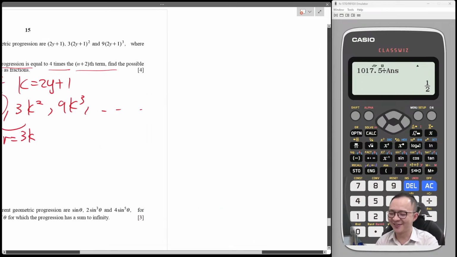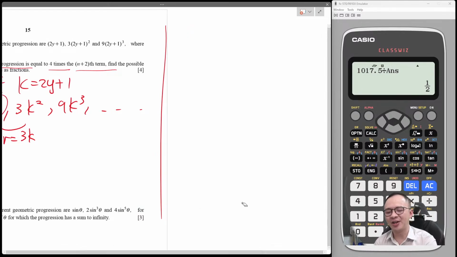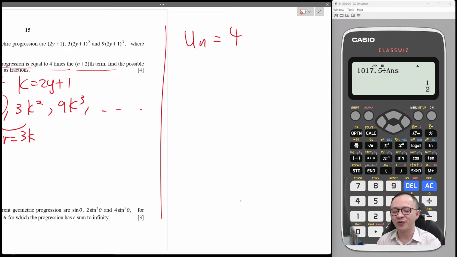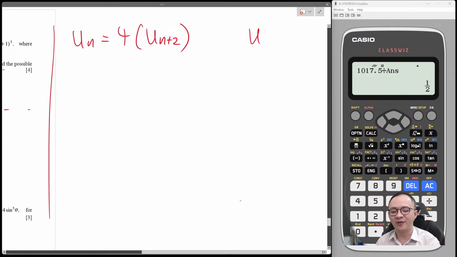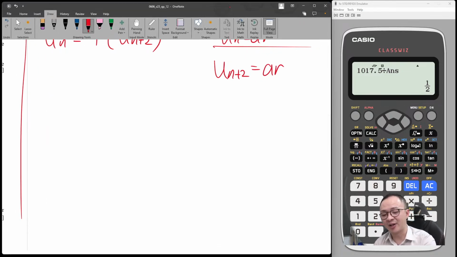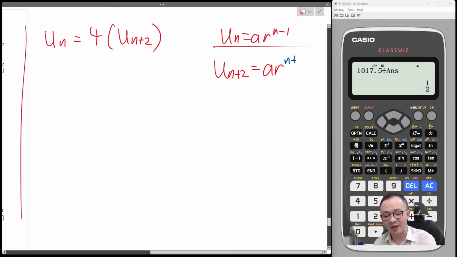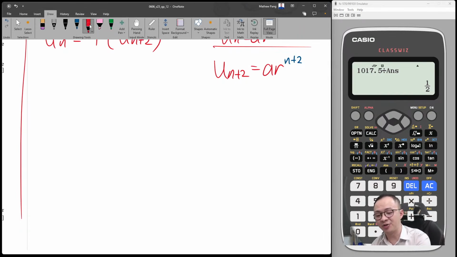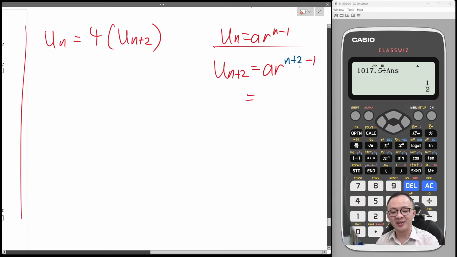Alright, this question, oh my god. Okay, so Tn, or I think IB they use u, right? Un equals 4 times u(n plus 2). All of us know the un formula, right? It's ar to the power n minus 1. I'm going to apply this one. But how about u(n plus 2)? That means right now your n becomes n plus 2. So you have n plus 2, and then you remember you still need to minus 1. If I simplify this, n plus 2 minus 1 is n plus 1, isn't it? Okay, you got it now?